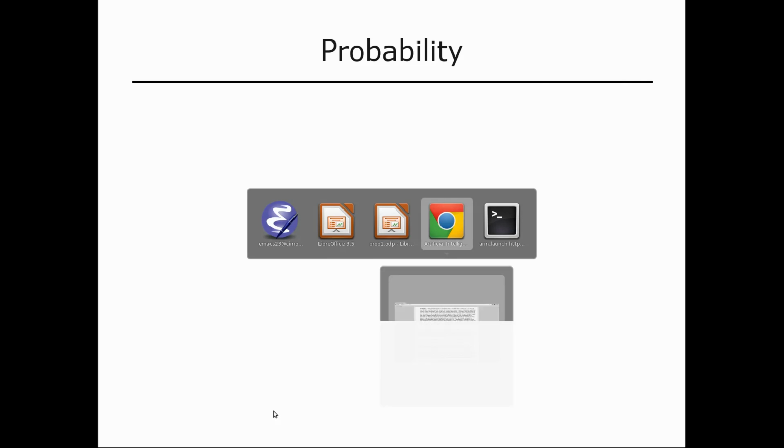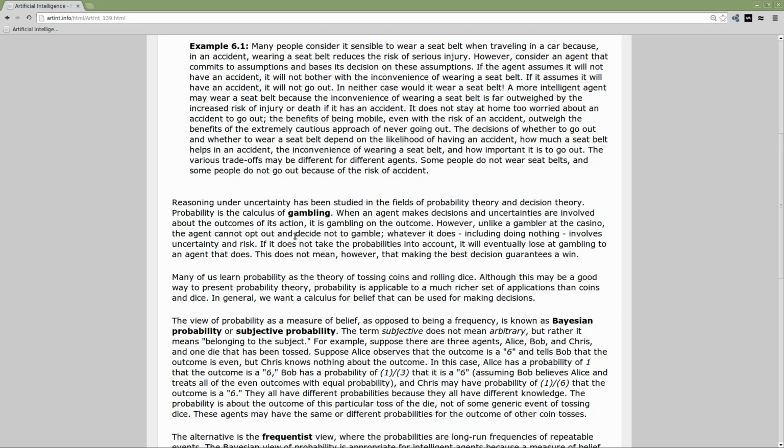theory. There's a nice sentence in our textbook that captures why that's a good idea, why that's the right approach. Let's see if we can find that. It puts uncertainty and probability theory in the context of gambling. So probability is the calculus of gambling.